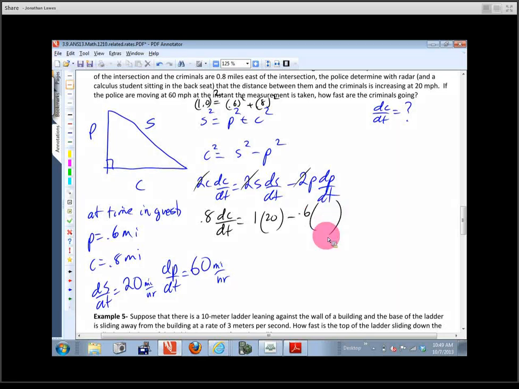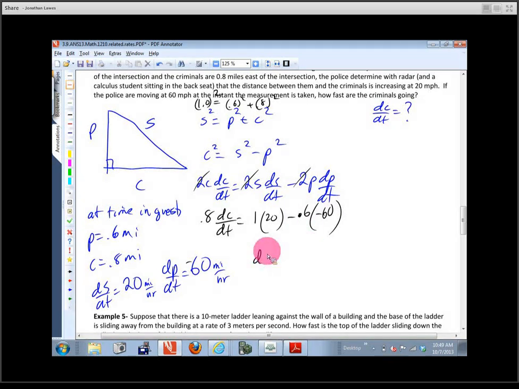And then dP/dt. Before you go any further, I want you to watch. This is a big deal. If this is going to be positive because this is increasing, and if dS/dt was increasing and we represented that with a positive, take a good look at P. Is that distance that the police are from the intersection getting bigger or is it getting smaller? It's getting smaller. So what should be on dP/dt? Should be a negative. Put a negative there and this problem will work out and make sense. Don't put a negative there and you're going to get the answer wrong.